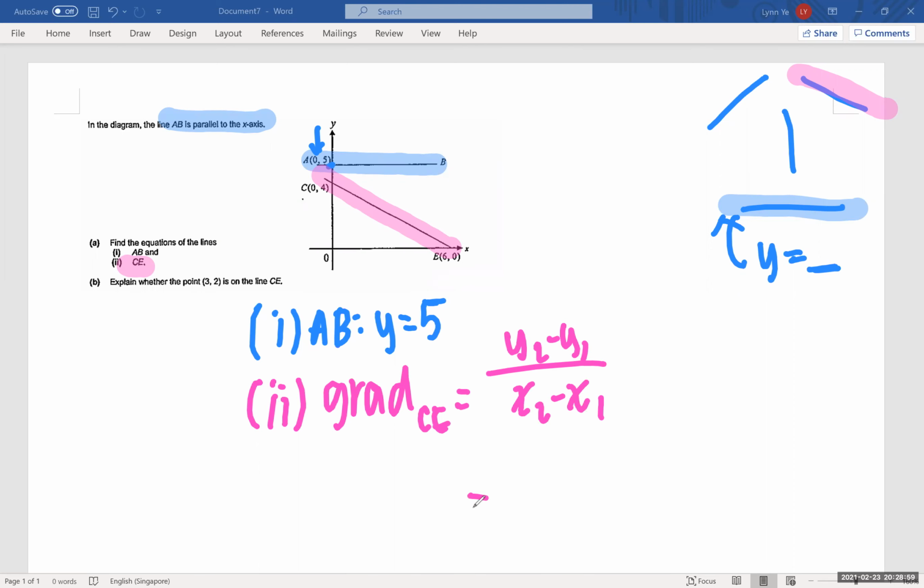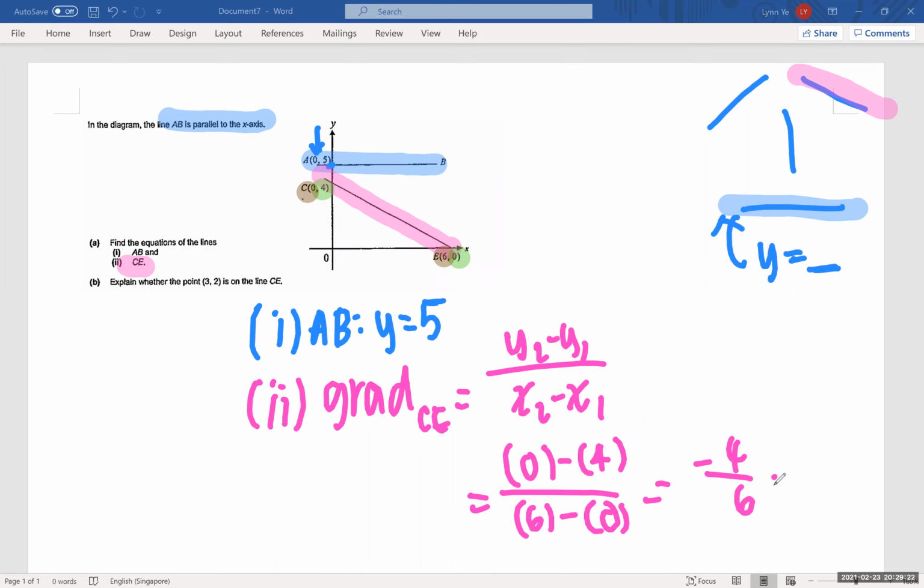So what is the value of y2? So if you look at it, this is y2 minus y1 over x2 minus x1. That means that if you want to find it, it's actually 0. I would like to put a bracket minus bracket. So it's 0 minus 4 over 6 minus 0. That means that it gives me an answer of minus 4 over 6, which is minus 2/3.